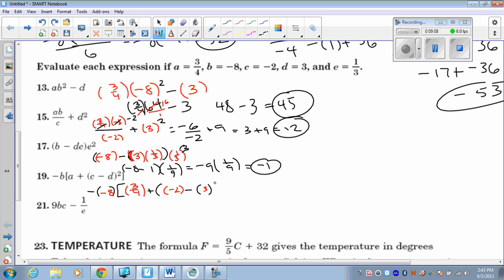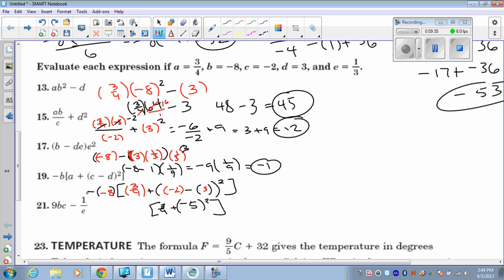And I'm closing that off, squaring all of that. All right, so let's start all the way inside the parentheses. I got -2 minus 3. That's -5. Don't forget, we're squaring all of that. Just outside of there, I have 3/4. And outside all of that, I'm multiplying by -8.